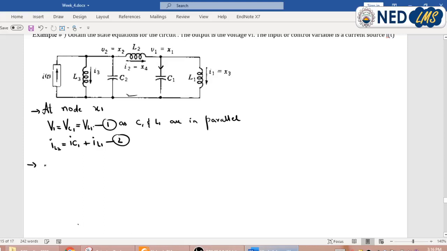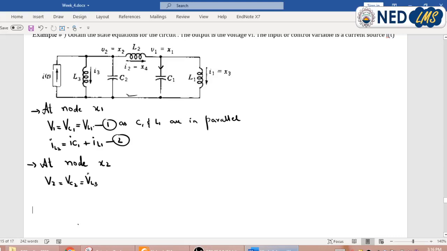Secondly, at node x2 we have a voltage V2 which is equal to VC2, or the inductor voltage VL3, because L3 is present in parallel with C2.